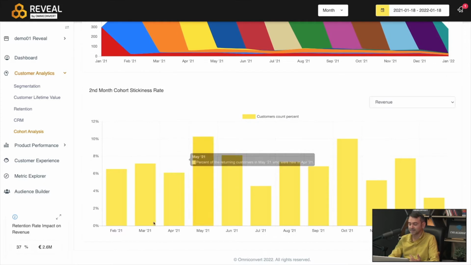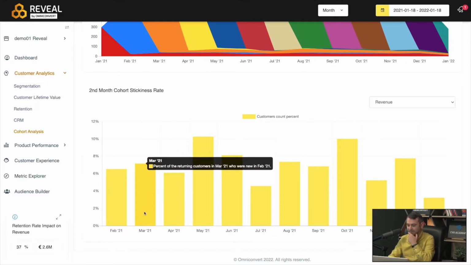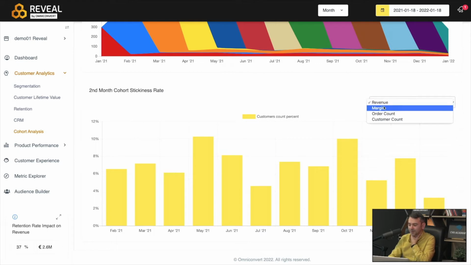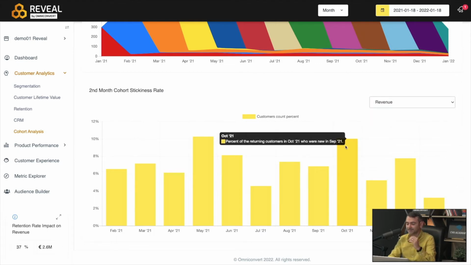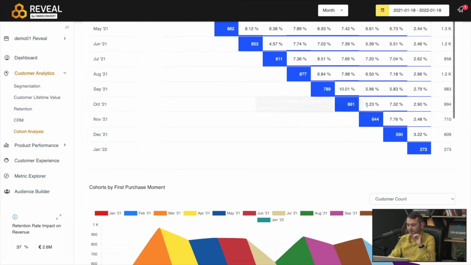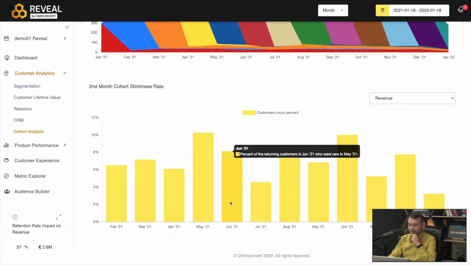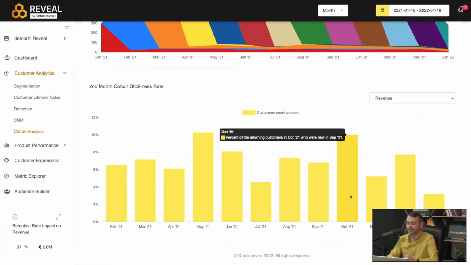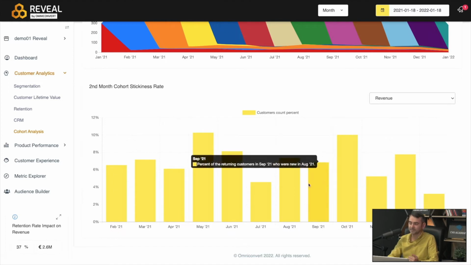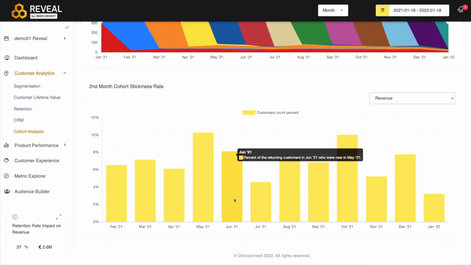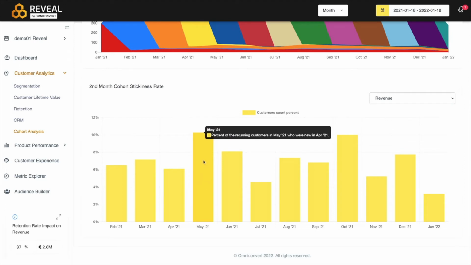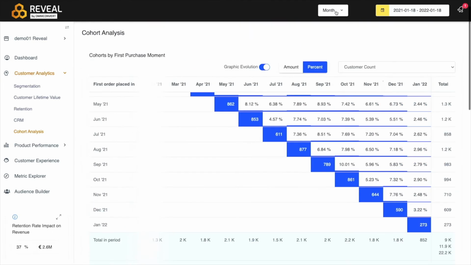Another important aspect is the second month cohort stickiness rate. This graph will show us the stickiness rate, which means we have the immediate month after the first purchase, distributed over here like a bar chart, right? So in this moment, we'll be in a position to understand how the customers are sticking, which are the months which have the highest stickiness rate. For instance, in this particular case, in May and in October, most of the customers stick around and bought again. You can do the same thing by looking at the week and by looking at the years as well.